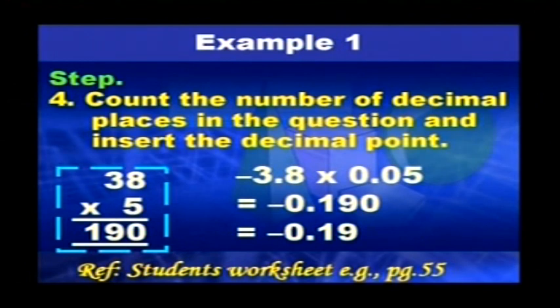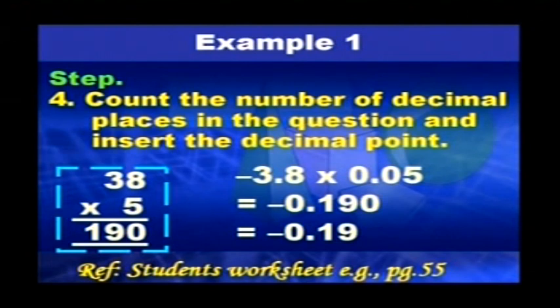So in this case, how many decimal places? Negative 3.8 times 0.05. Can you count how many decimal places? Yes? 3. Again? 3. 3, very good. There are 3 decimal places.